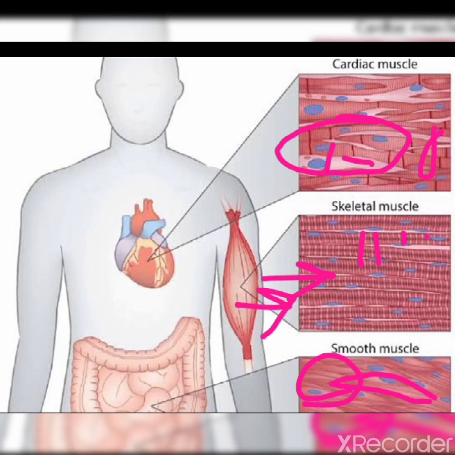Location we have already discussed. Voluntary muscles are present in hands, legs, tongue, jaws, body, and so on. Involuntary muscles are present in the walls of the stomach, intestine, urinary bladder, and arteries. And cardiac muscles are present only and only in the heart.